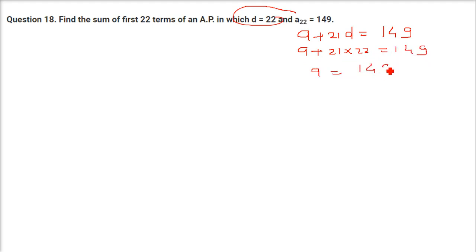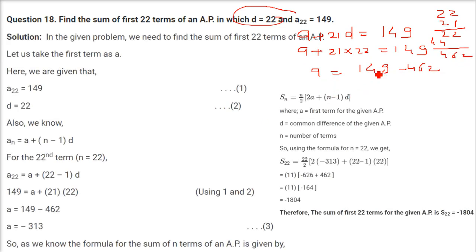a will be equal to 149 minus 21 into 22. This is going to be 22, 44, 462, 462. So what do we get a as? It is going to be minus 313. a is minus 313. Now we have to find out the sum of 22 terms. a is known, d is known.